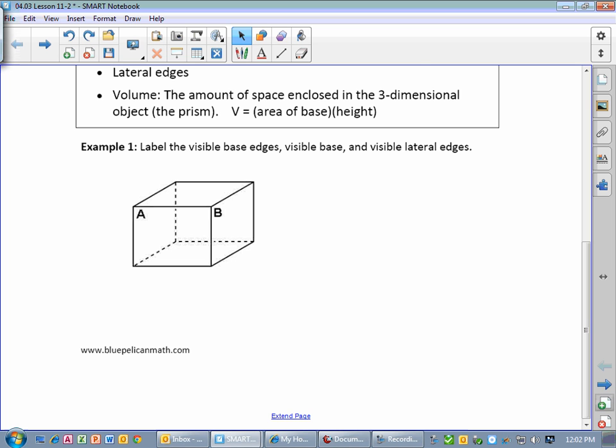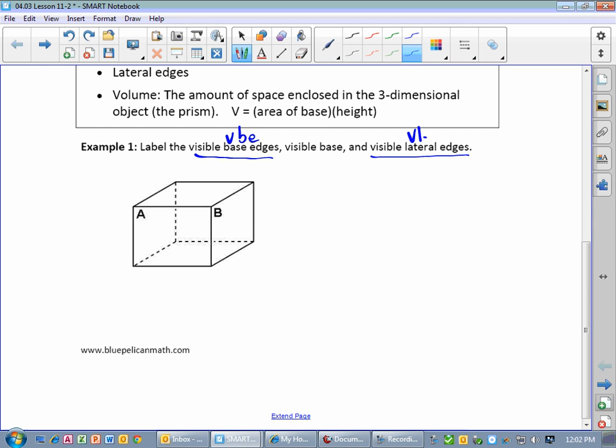We want to label the visible base edges, the visible base, and the visible lateral edges. Now, I don't want to write out these words every time, so visible base edge, I'm just going to write VBE. And for visible lateral edges, I'm going to write VLE. And for the visible base, well, I'm just going to label it base. There's only one of them that we can see.